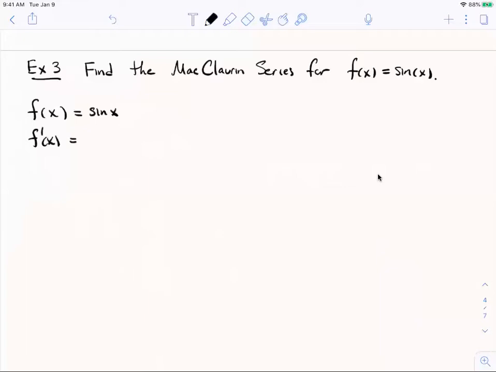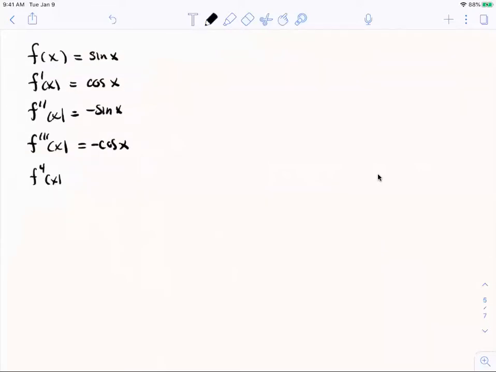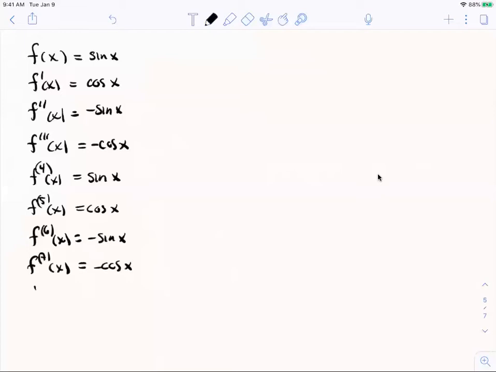The first derivative is cosine. The second derivative is minus sine. The third derivative is minus cosine. The fourth derivative is sine. Oh, well then the fifth derivative is going to be cosine again. The sixth derivative is going to be minus sine again. The seventh derivative is going to be minus cosine again. And then the eighth derivative is going to be sine again.